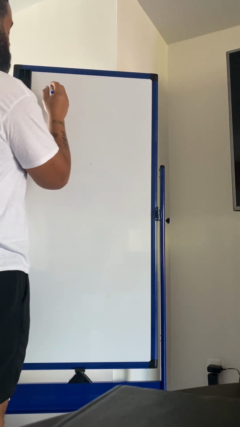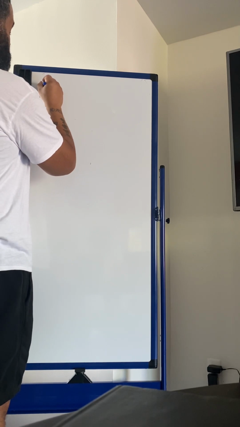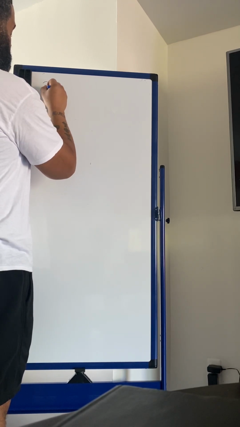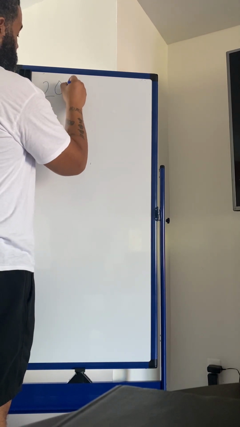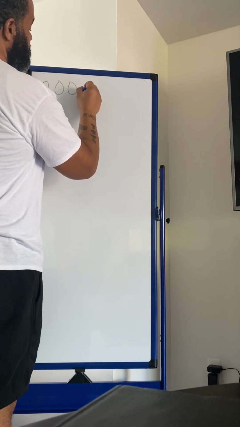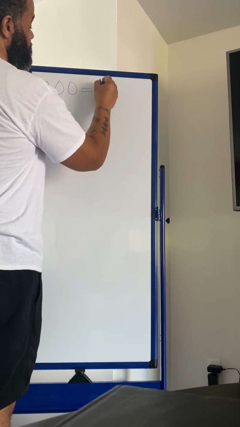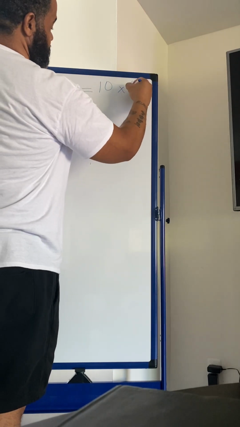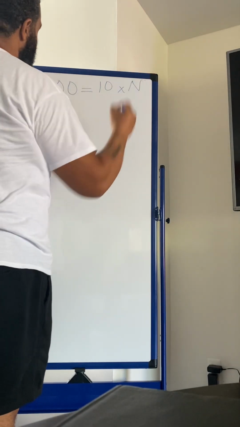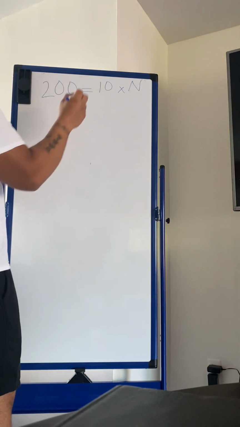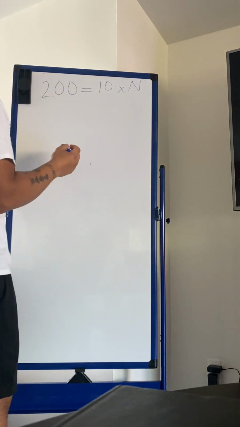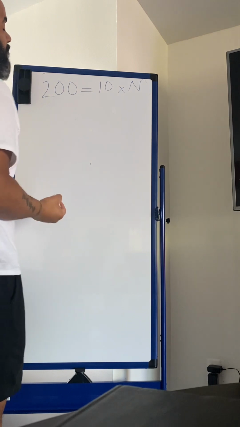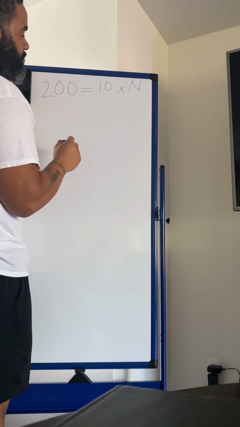What's the question? 200 is 10 times as much as n. We can use any letter, it doesn't matter. So can you walk me through it? Because we got multiplication right here, what do we do to both sides?